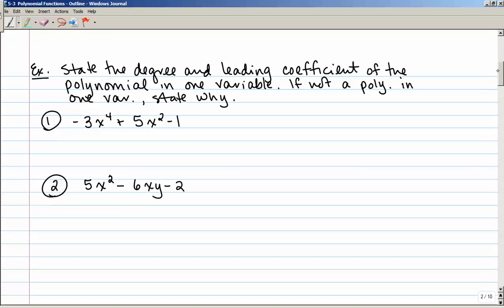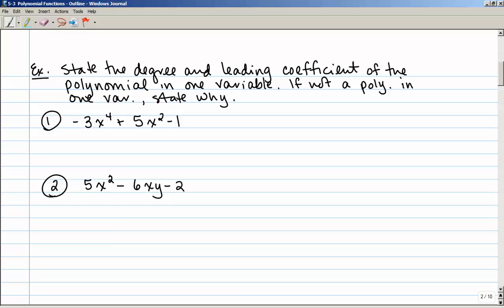So here's a couple examples. It says state the degree and leading coefficient of the polynomial in one variable. If it is not a polynomial in one variable, state why. Example number 1 is negative 3x to the fourth plus 5x squared minus 1. This is a polynomial in one variable because it only has x's in it.